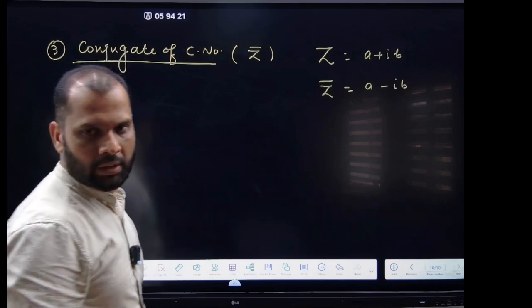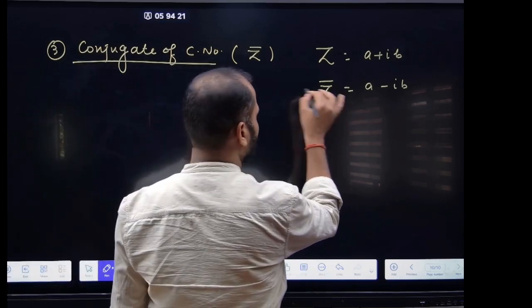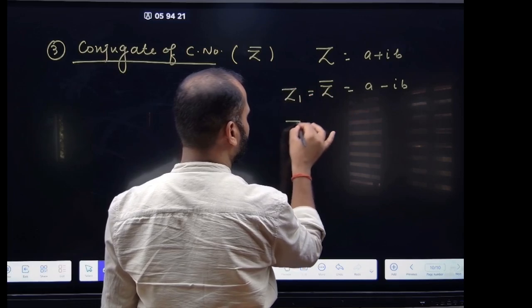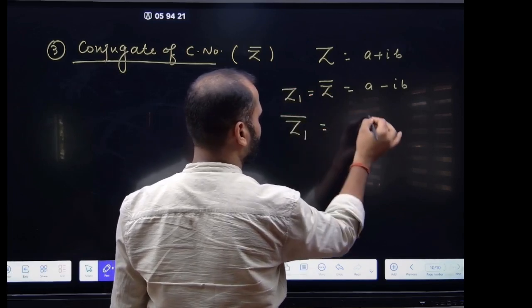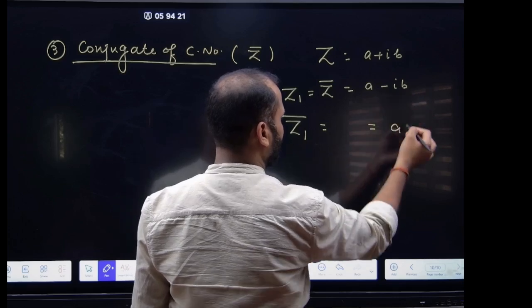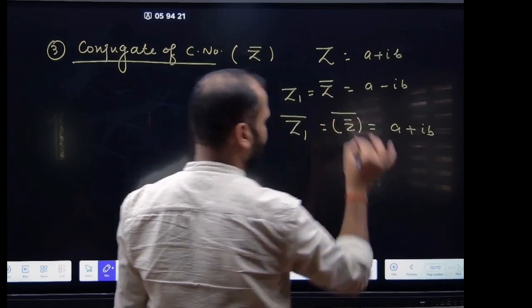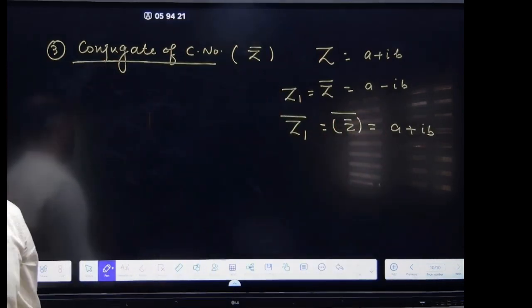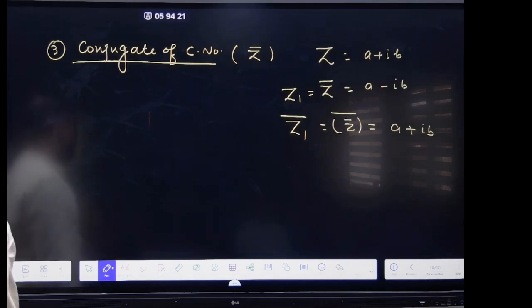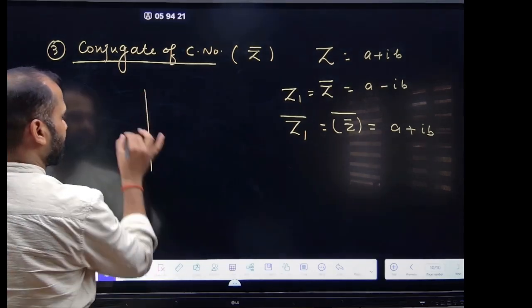Yes or no? What about z bar? This is also, let it be z1, one complex number. If you want to write z1 bar, how much will it be? Just whatever iota sign is there, change it. Meaning, z bar to the power bar, twice, if you are calculating, you will get the same number. What is the meaning of that? I will try to explain to you.